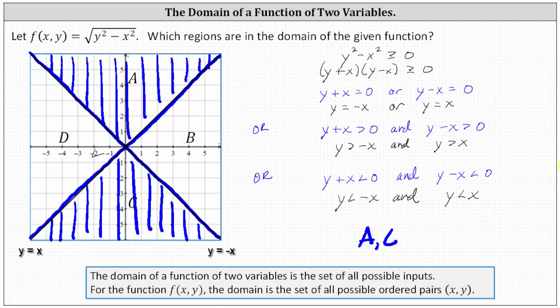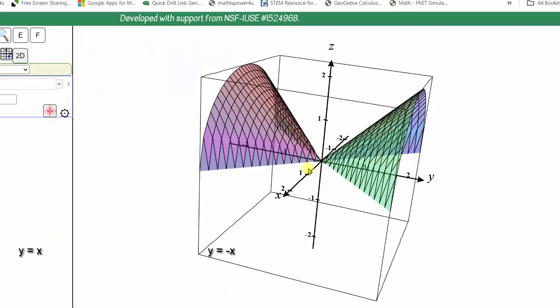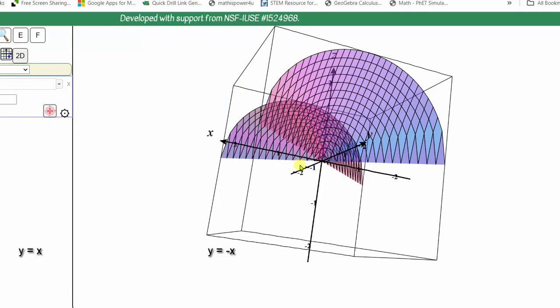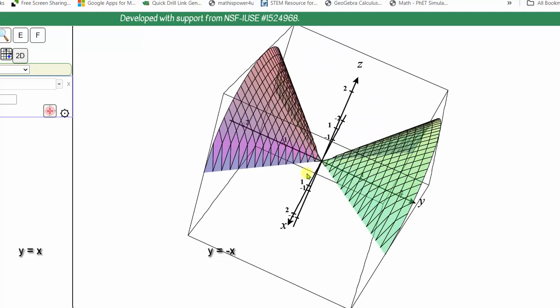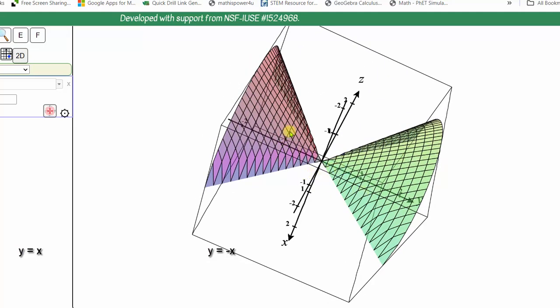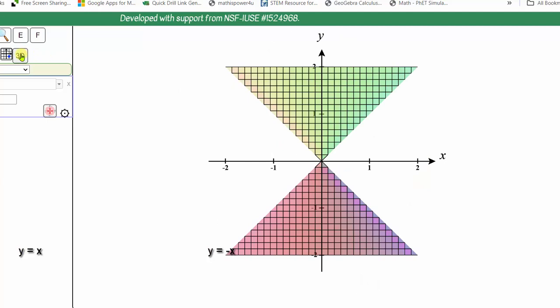Before we go, let's look at the graph of the given function. Here's the graph of the given function. Notice we have half of a double cone above the xy plane. If we look down on the xy plane, we can verify the domain. Notice region A and region C are the correct domain for the given function.